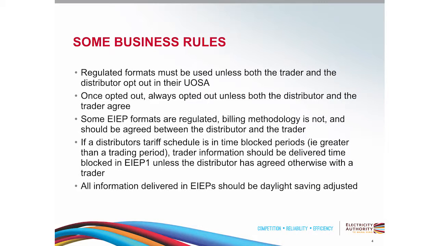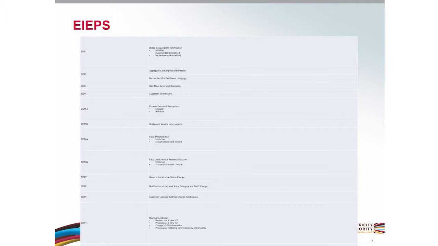So we would expect that you would receive an EIEP for the tariff type that you've got in your pricing schedule. Another thing is all of the information that you receive in an EIEP should be daylight saving adjusted as well. So here's a list of EIEPs that we've got here. We have some guidelines on our website which has more details on these.